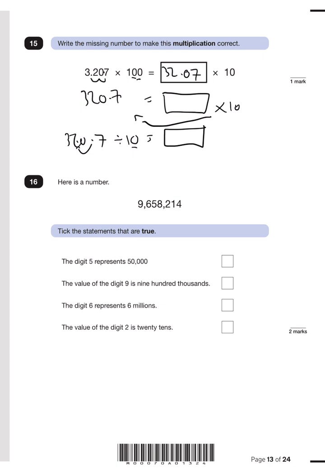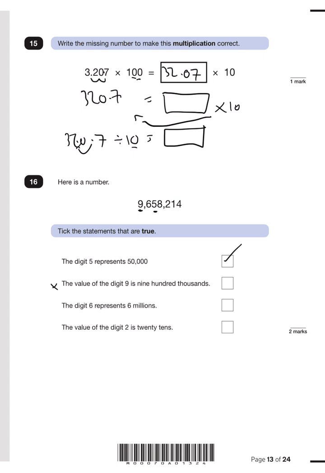Number 16. Here is a number, 9,658,214. Take the statements that are true. The digit 5 represents 50,000. 9,658,000, that's correct. The value of the digit 9 is 900,000. 9,600,000, no, it's 600,000, not 9.